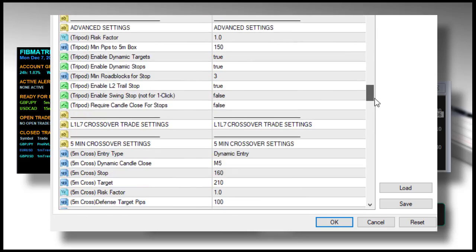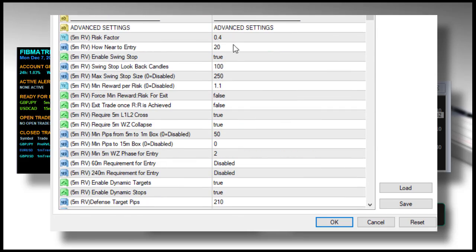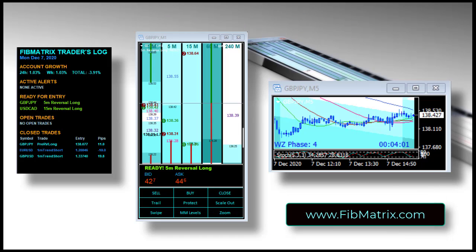Reversals. 5-minute reversal. Okay, so it's 0.4, so it's light. Maximum only 25 pips. Swing stop. Let's see. This is going to be a tight stop. I don't think we're going to get this one. 25 puts us around. Yeah, definitely not. How many? Oh, it's looking back a full 100. So no, this definitely will not give us an entry, because it's a big white zone phase of 4.